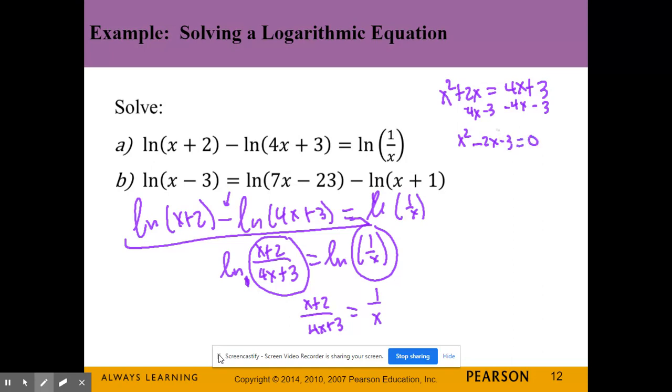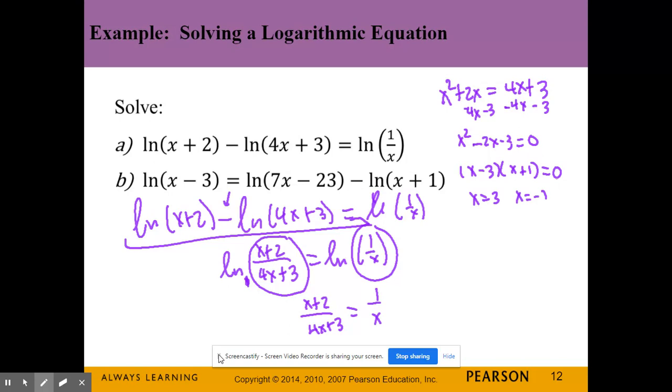Can this be factored? I think so, off the top of my head. So let's take a look. Trying to get multiply to -3 and add to -2. So you're going to have x minus 3 and x plus 1. So that means x is equal to 3 and x is equal to -1.